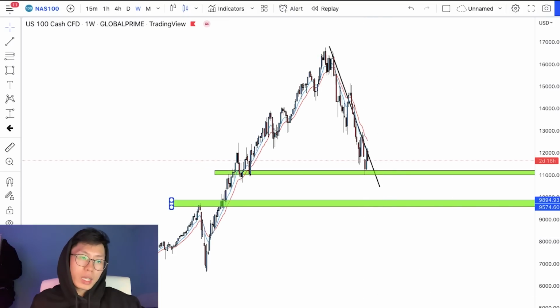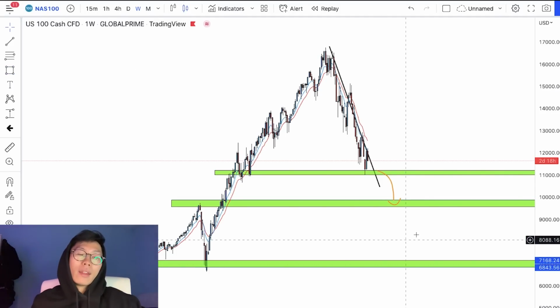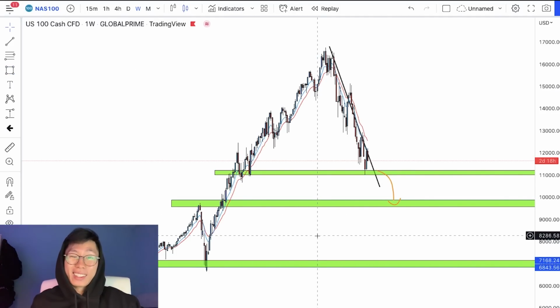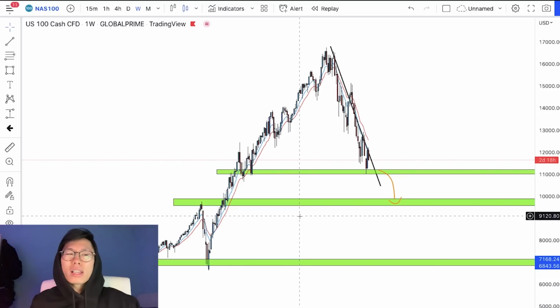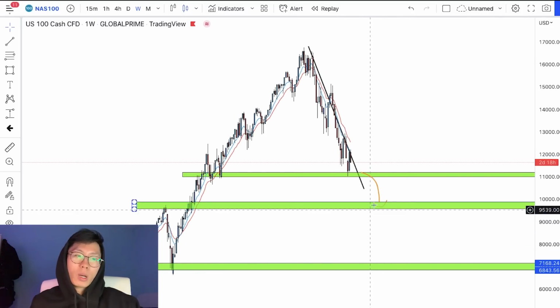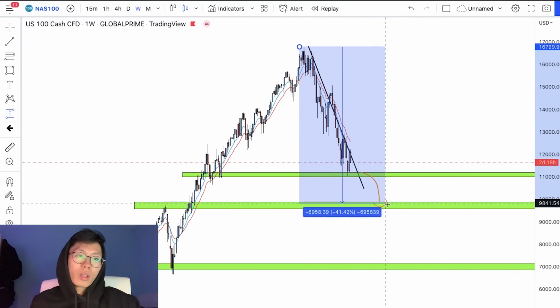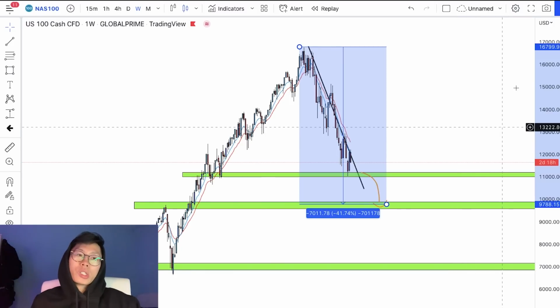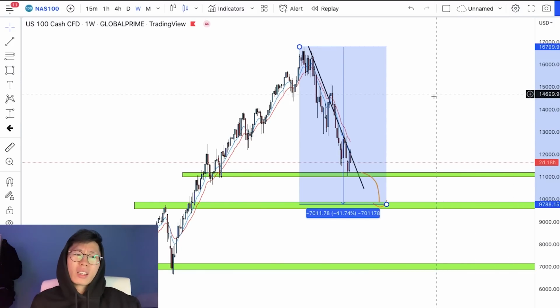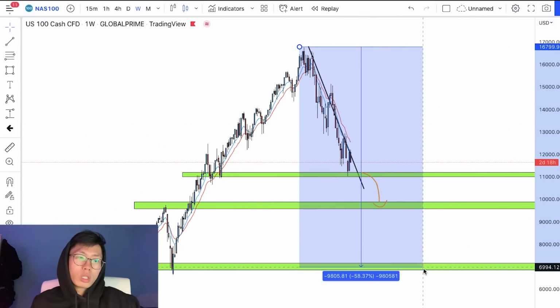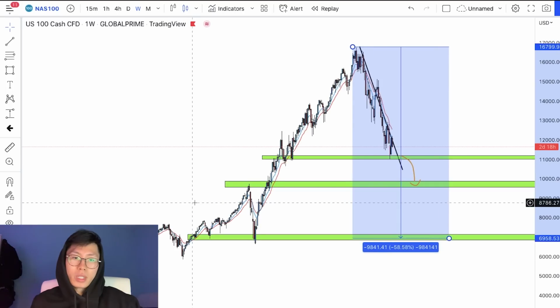And if you break past the 10k level, it's going to go down to the next key level, which is this 7000 level. That will be a really black day in the stock market. Let's just hope it won't collapse down to the 7000 level. I do think price will go down to this 10,000 area though. That would be almost a 40% correction, which is pretty realistic compared to dropping all the way down to the 7000 level, which is a 60% correction.